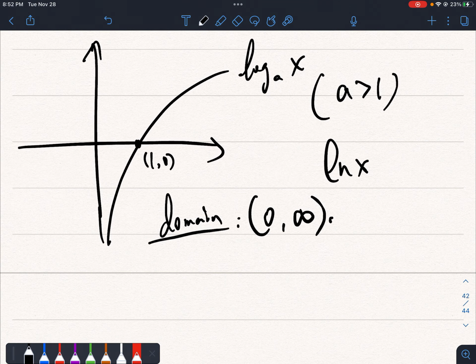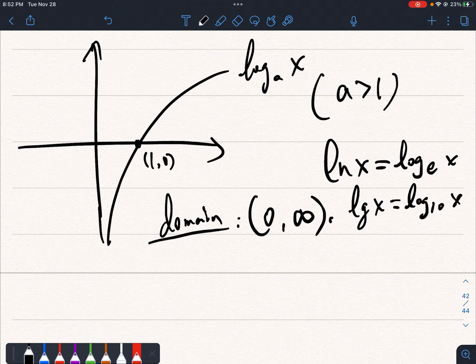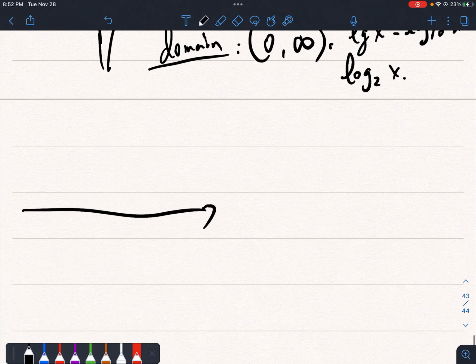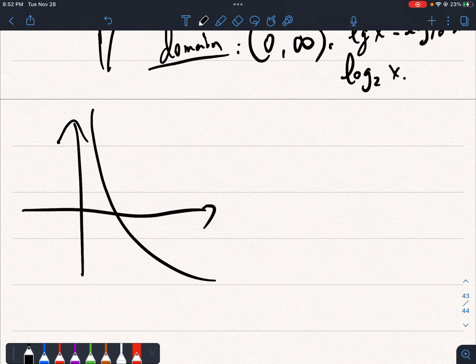And then if you look at log, for example, this is the graph of ln of x, which is log e of x. And also this is the graph of lg of x, which is log 10 of x. Okay? And this is also the graph of log 2 of x, for example. But this is not the graph of log 1/2 of x. Okay, it's not the graph of log 0.1 of x.